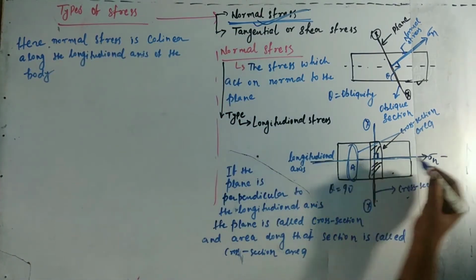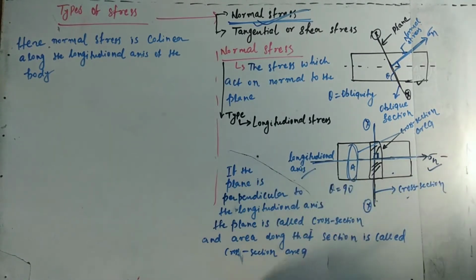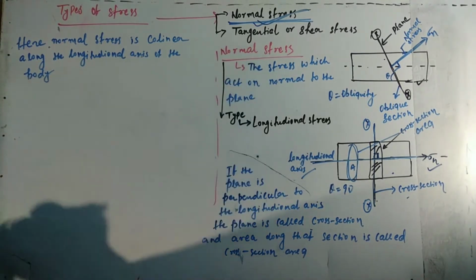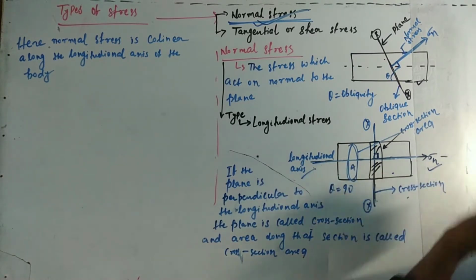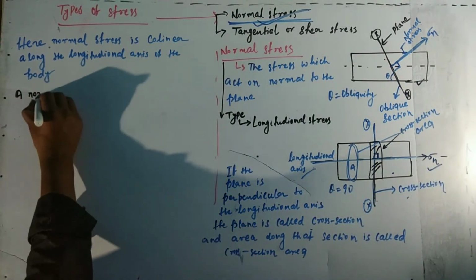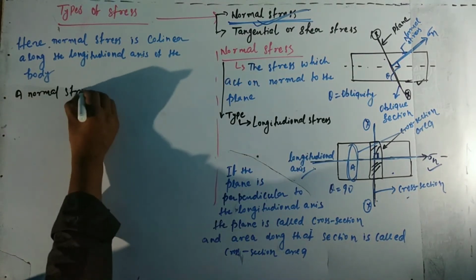Axis along the body. Here it is the longitudinal axis, and this is normal stress. So both, you can see in the body, are collinear. That is longitudinal axis and normal stress. So both are collinear. Longitudinal axis and normal stress are collinear.